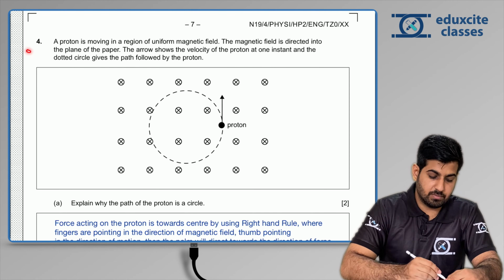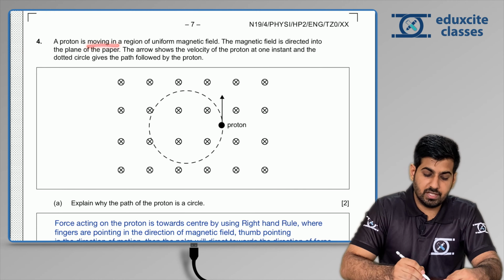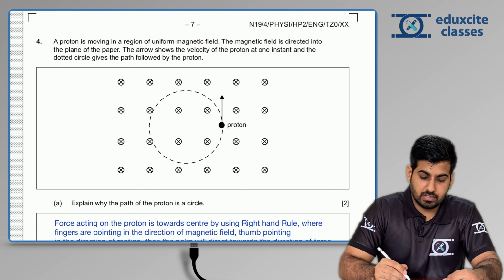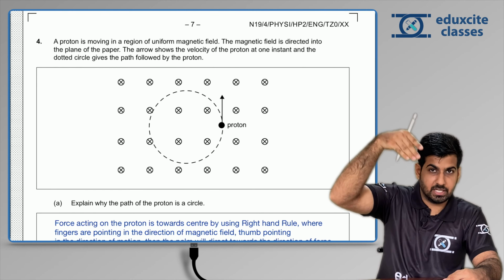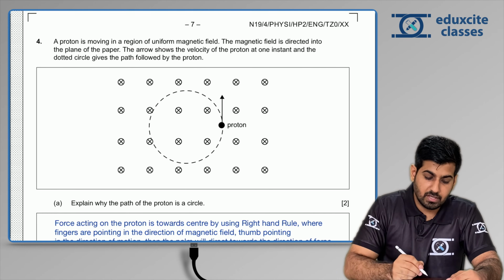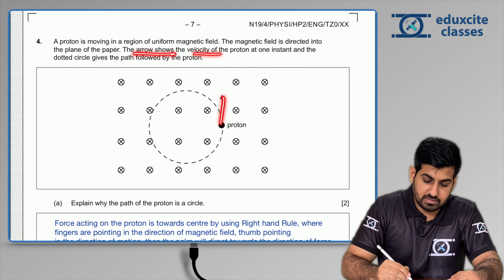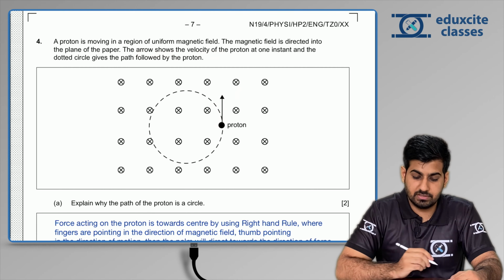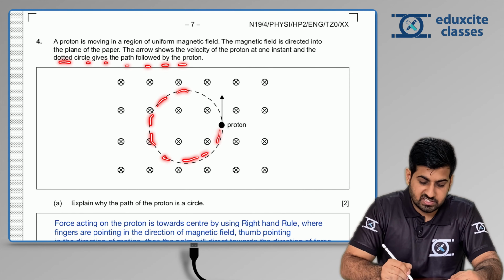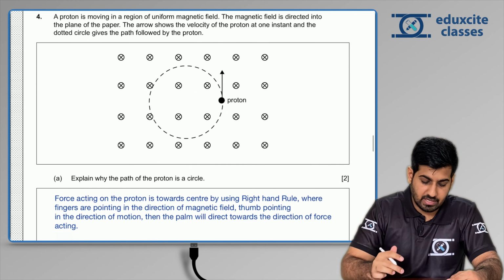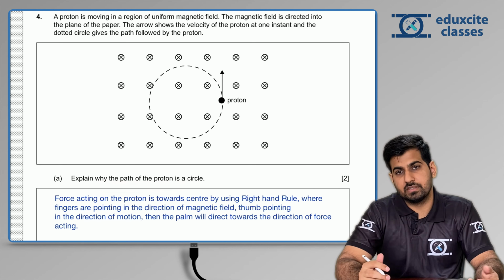Okay, now question number 4. A proton is moving in a region of uniform magnetic field. The magnetic field is directed into the plane of the paper, so the magnetic field is going inside the paper. The arrow shows the velocity, this is the velocity shown at one instant. The dotted circle gives the path. This is the path traveled by this proton. Explain why the path of the proton is a circle.